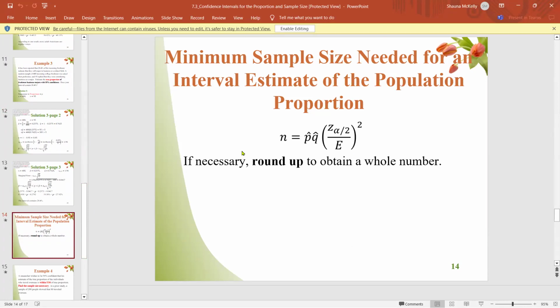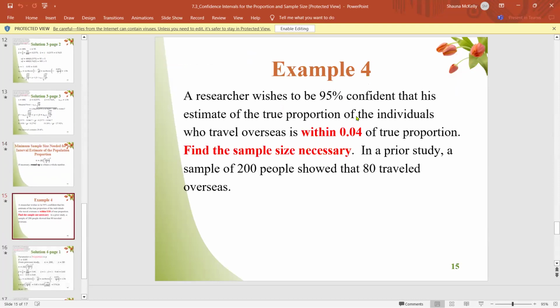Okay, so we have n is equal to p hat, q hat. We get those the same way. Sometimes they're given. Our z comes from whatever the confidence level is. Okay, our error will be given in the problem and we square. Remember that n has to be a whole number. So if you get any kind of a decimal, you always round up from it.